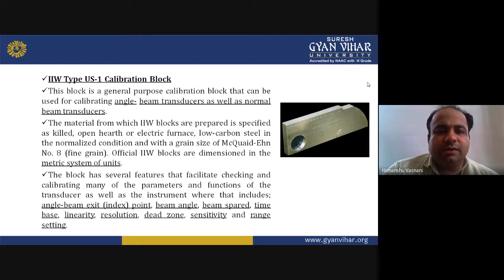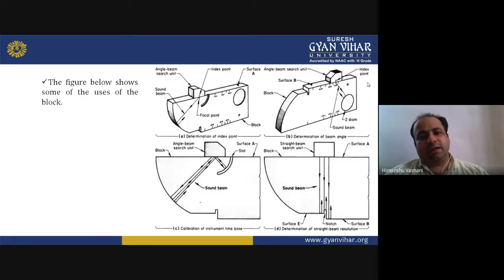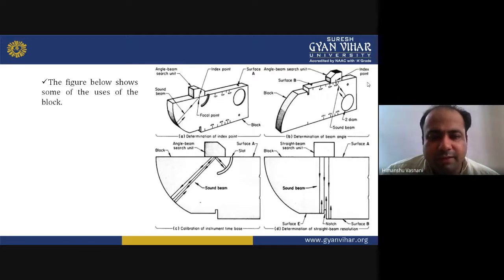So this block has several features that facilitate checking and calibrating many of the parameters and functions of the transducers as well as instruments, which include angle, beam exit point, beam angle, beam spread, time base, and linearity, resolution, dead zone, sensitivity, and range setting. Since it is a calibration block, you can see the diagram, which shows how the determination of index point is done, then determination of beam angle is done with this block, and then how the calibration of instrument time base is done. And these are just for understanding that this is a block from IIW that is used.